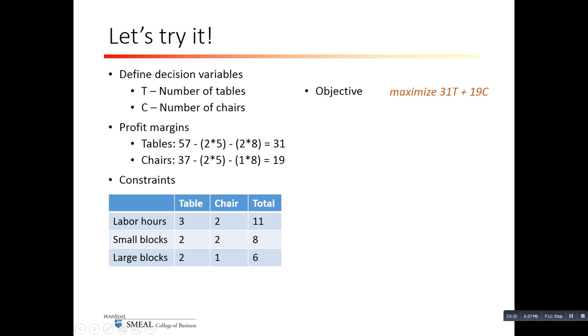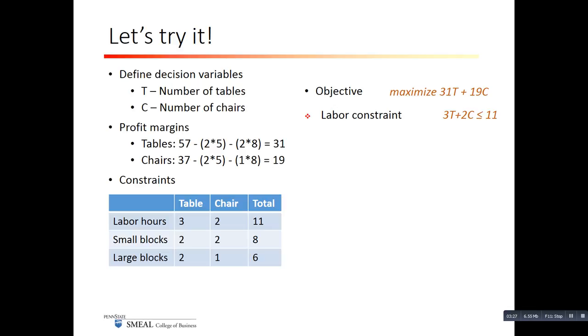So given that, we can write down our objective function, which is to maximize our profit. The profit has 2 parts. First is the profit from selling tables, and the second part is the profit of selling the chairs.